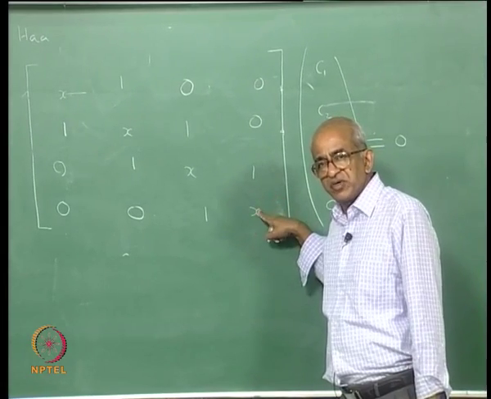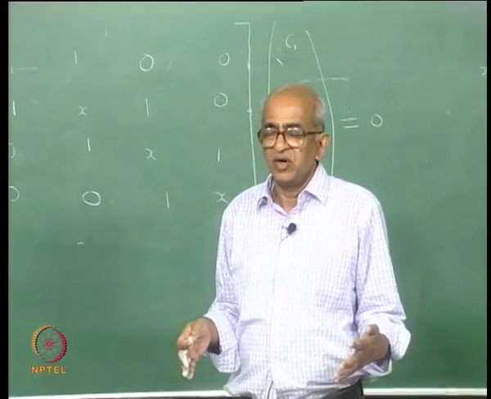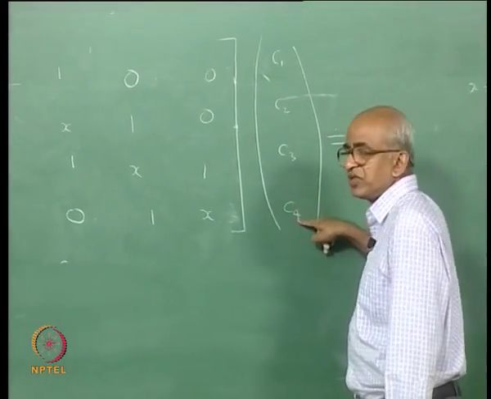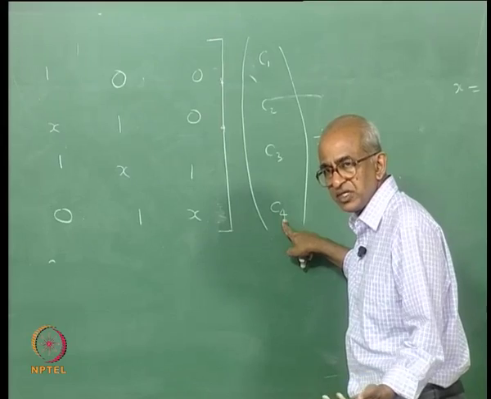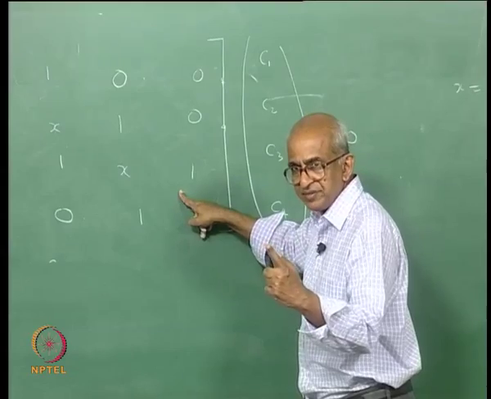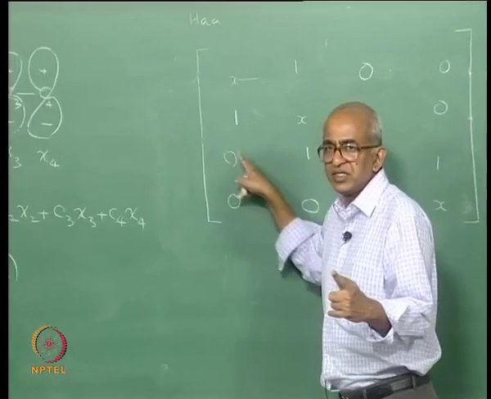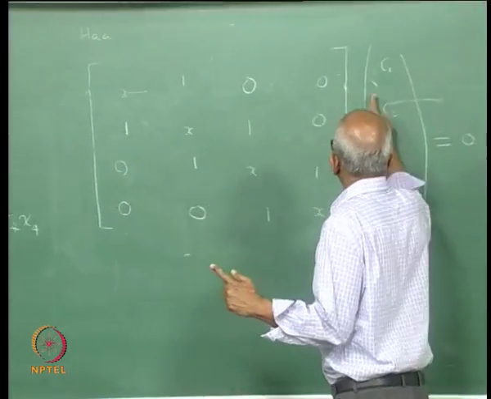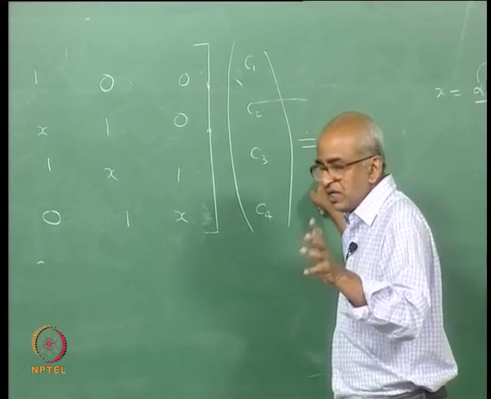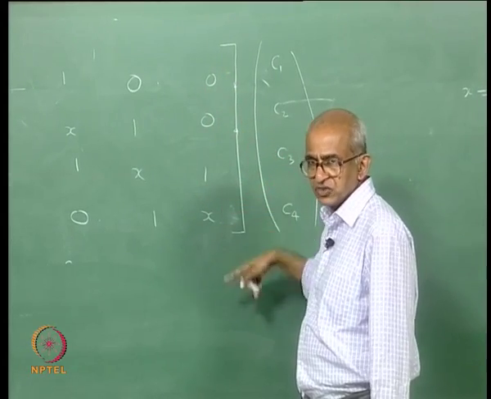Now, if this matrix equation is to have non-trivial solutions, what do I mean by that? Well, an obvious solution will be C1, C2, C3, C4 equal to 0. That is referred to as the trivial solution. If this matrix can be inverted, then you can multiply from the left hand side with the inverse, and you will find that C1, C2, C3, C4 all must be equal to 0, which is not acceptable. And therefore, the determinant of this matrix should be equal to 0.